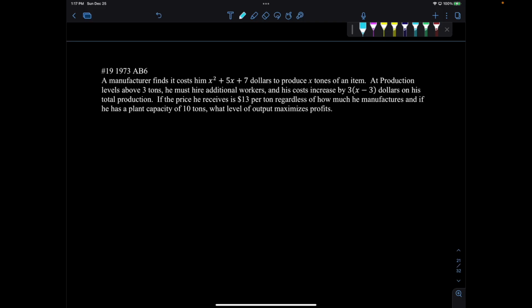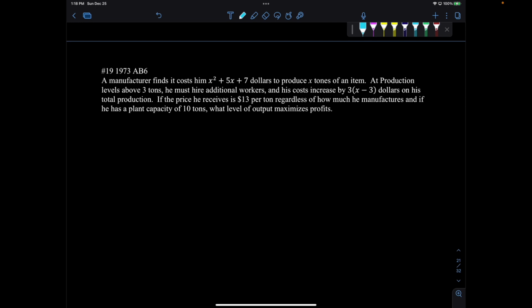All right, number 19. A manufacturer finds it costs him... Notice they always say male. There were no women existing on the AP exam until like probably the 2000s, to be honest. So they've become more aware of that.